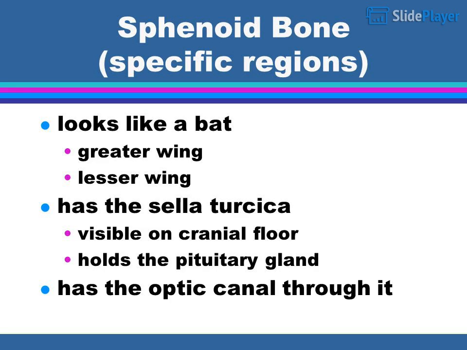Sphenoid bone, specific regions. Looks like a bat. Greater wing. Lesser wing. Has the sella turcica, visible on the cranial floor, which holds the pituitary gland. Has the optic canal through it.